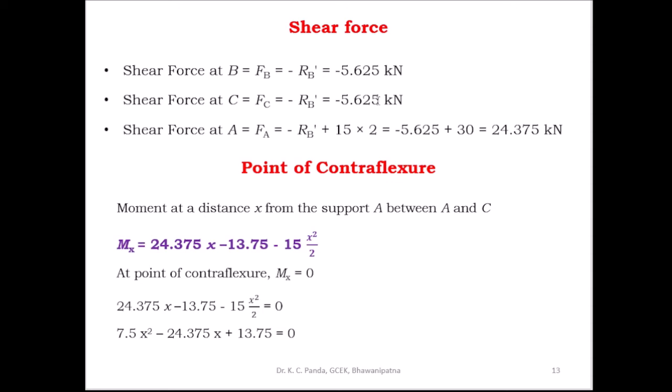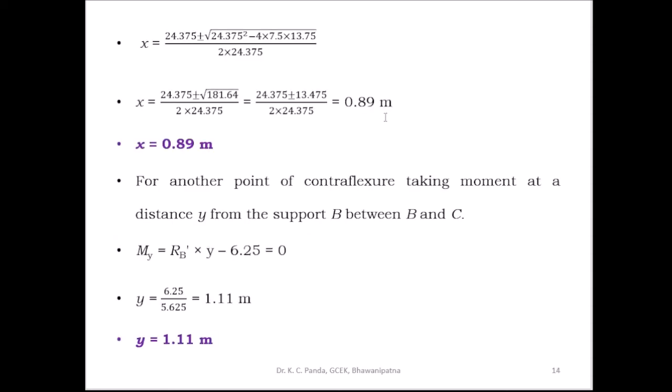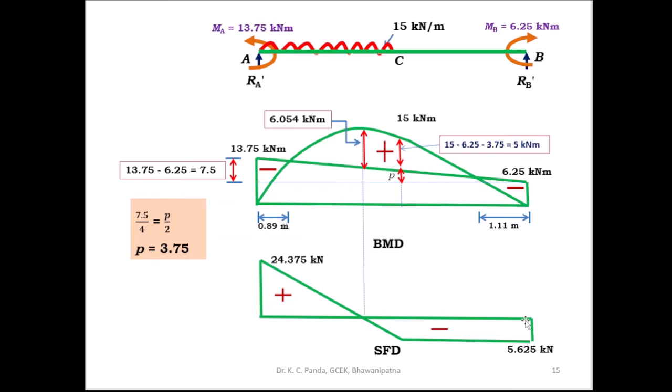Then after getting the shear force values, you can draw the shear force diagram. So this is the shear force. Here minus 5.625 kilonewton, and at C also minus 5.625 kilonewton. Then due to UDL, the diagram is linear, and here you take 24.375 kilonewton positive this side, this is negative, and this portion is linear due to uniformly distributed load, and here this is constant. This is the shear force diagram. So this is positive and this is negative.